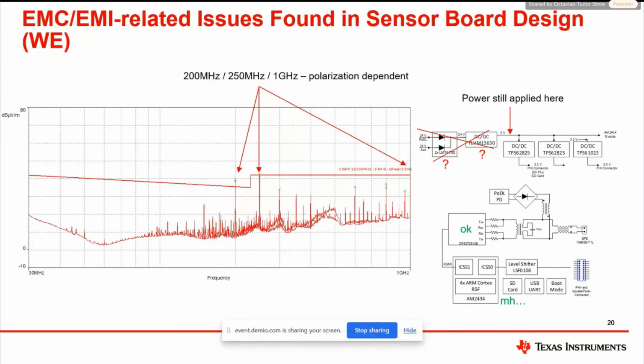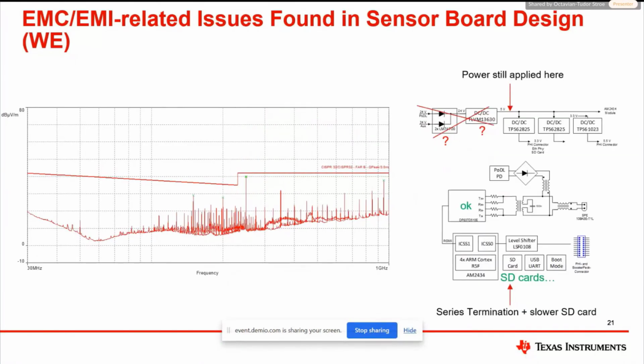So what we did next, we identified this problem of the missing series termination resistors. We added the series termination resistors to the SD card. We used a slower SD card, and now the test is passing. Of course, we still have some peaks, but they are below the limit. And with a very small change in the lab, we were able to make this pass.